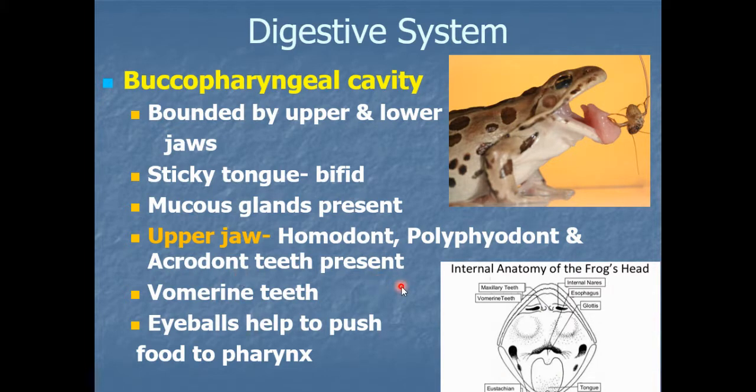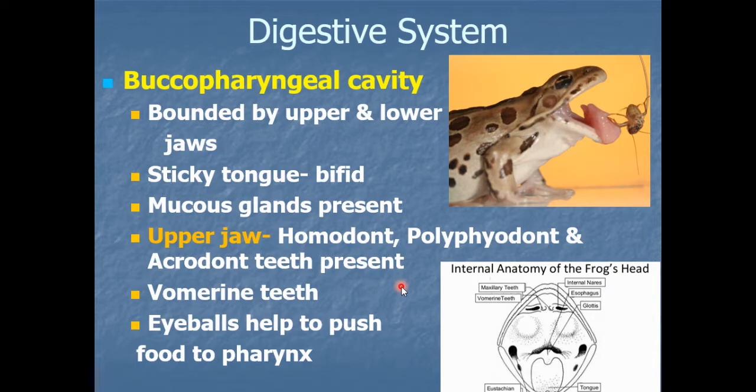So what do these terms mean? We'll see each. So first one, homodont. It means that teeth are similar in shape and size. You cannot see any incisors, canines, premolars, molars, etc. in frog. All teeth are similar in size and shape. That type of dentition is known as homodont dentition.